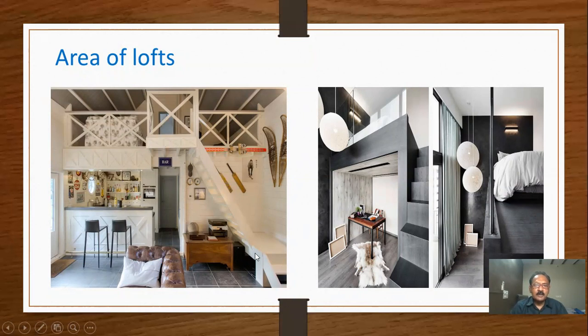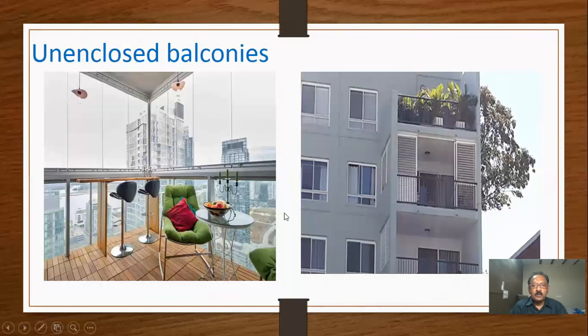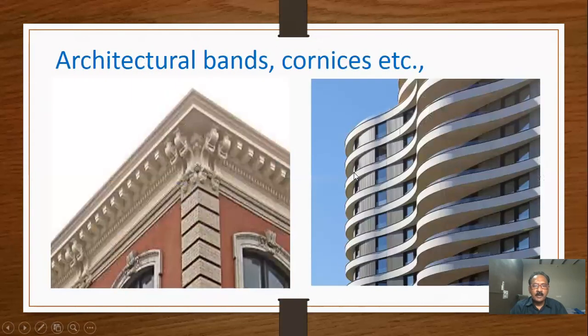Generally in modern construction, for children they are constructing these loft areas. This is also one. This is loft area, and projection balconies. These also will not be included in your plinth area. So observe carefully. Next, architecture. This is cornice. This is elevation, architectural bands.